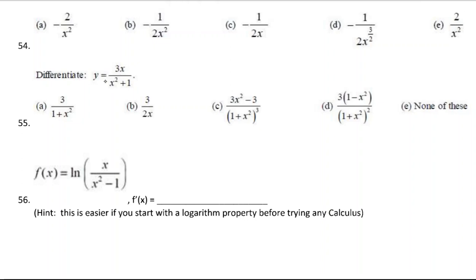I've got something divided by something. So what rule are we going to have to use to get the derivative here? Okay. You're going to need the quotient rule. So either memorize the formula or memorize the pattern.